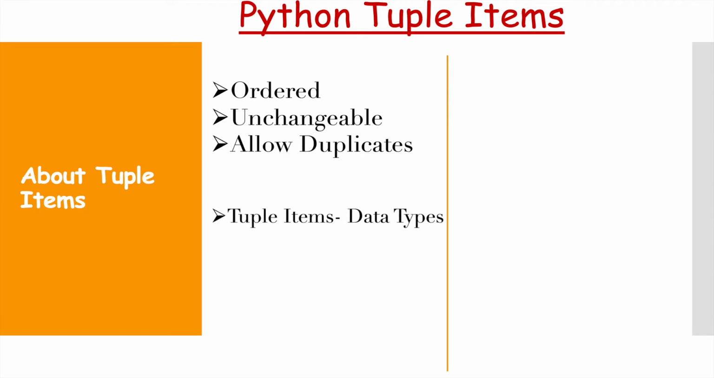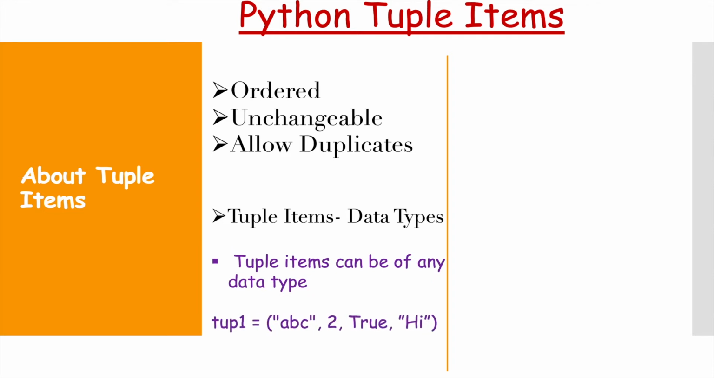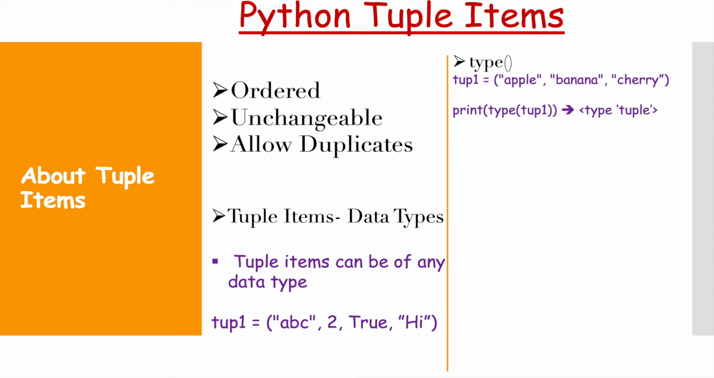Now we'll see the data types of the tuple. A tuple can have multiple items and these items can be of any data type. This is an example of a tuple where you have an item as a string, an integer, a boolean and so on. If you want to see the type of a tuple, in Python's perspective, a tuple is defined as an object of the type tuple. So when you create a tuple and print its type, you will get the type as tuple.